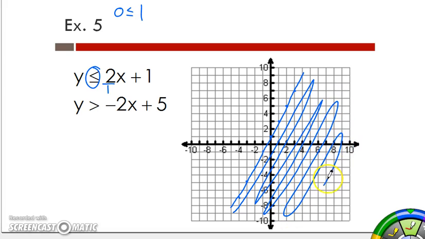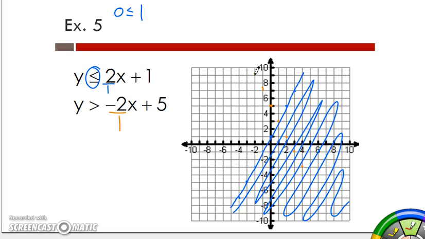And it doesn't matter how you do your shading, just as long as you understand that is the area that's being shaded. Okay. Now I'm going to look at the second equation. y is greater than negative 2x plus 5. So my y-intercept is at 5. And then my slope is negative 2 over 1. So I'm going to go down 2, right 1, down 2, right 1, down 2, right 1. I'm going to go the opposite direction, up 2, left 1, up 2, left 1.